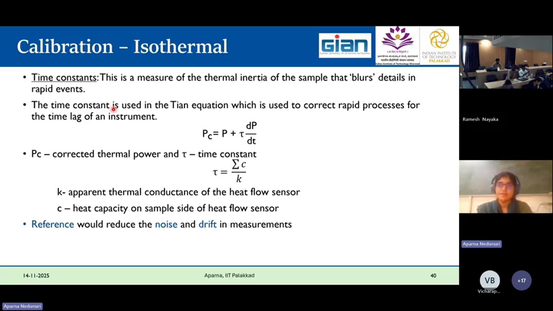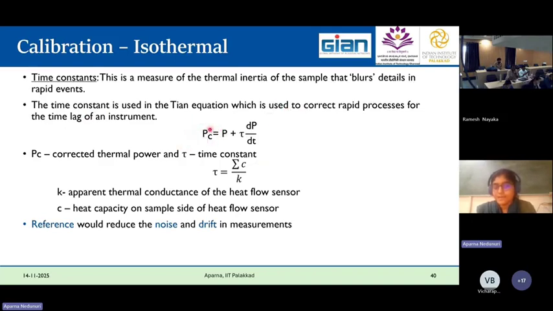See, your sample is rapidly emitting heat, and that should be taken by the heat sink. Now there will be a temperature difference of the heat sink, and there will be thermal inertia of this sample, because of which you cannot accurately understand what is happening at the next moment. That is the time constant. So it talks more about thermal inertia. As I said earlier, it is used to correct rapid processes, because of the time lag of an instrument.